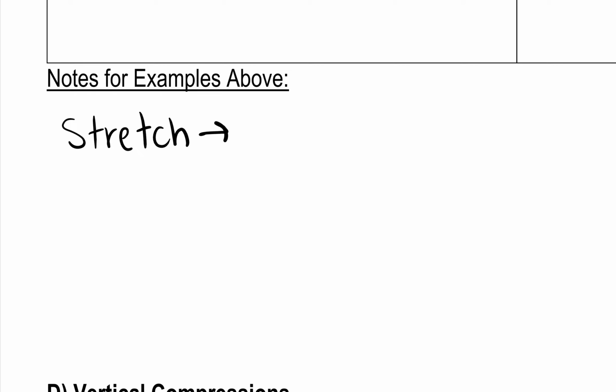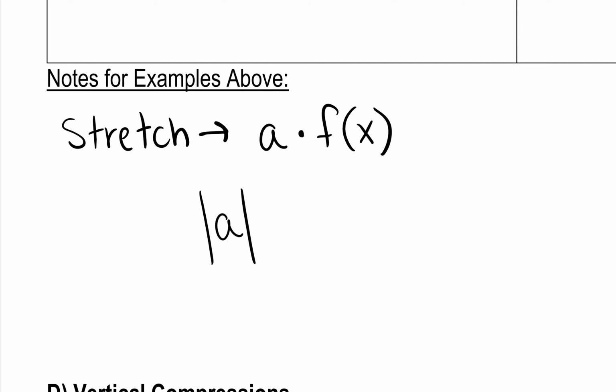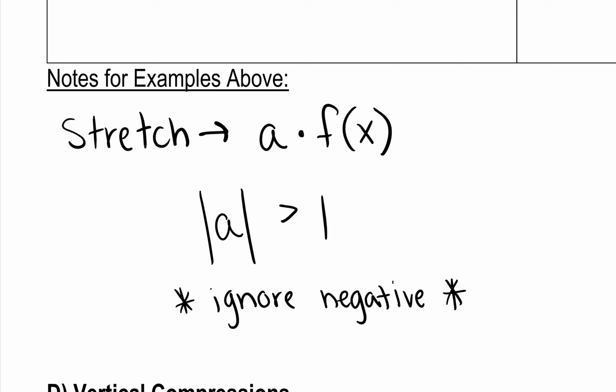So I stretch if I have some number times my function. But that number, the absolute value of that number, must be greater than 1. Meaning, if you need to write this down, I ignore the negative or the sign. So when I'm looking at a number being multiplied, if it's negative, that has nothing to do with a stretch or compress. A negative only reflects.